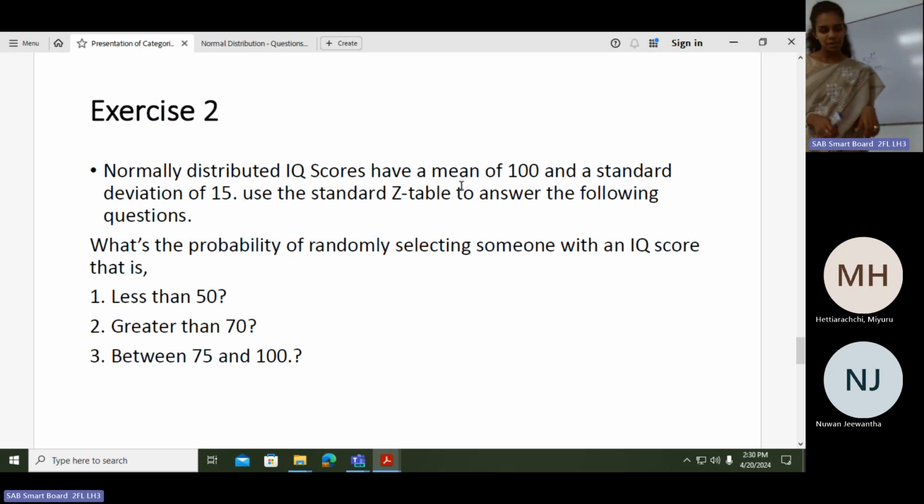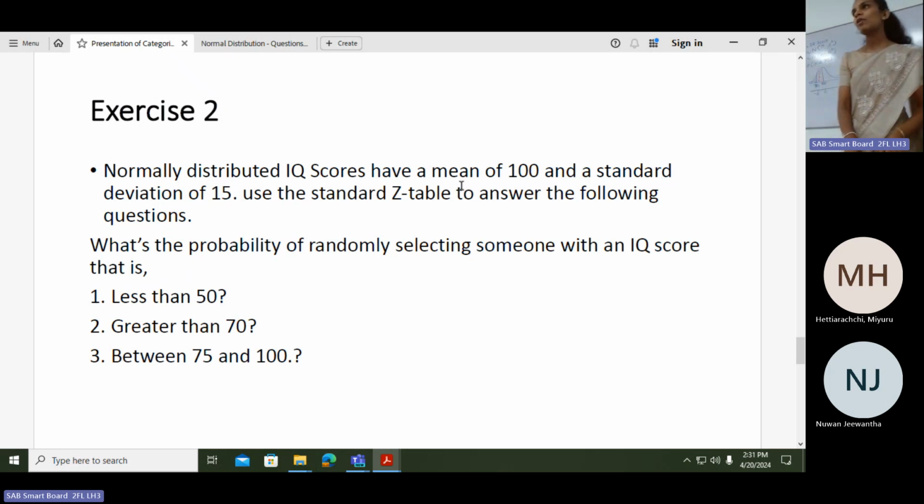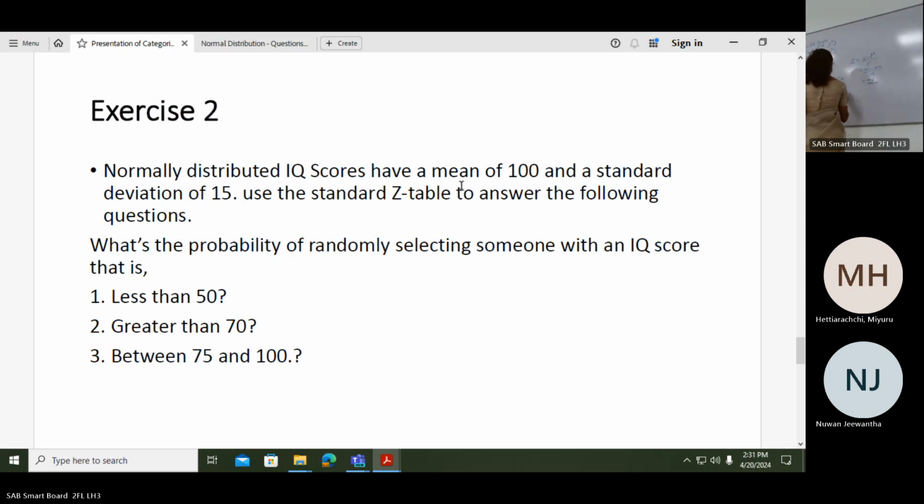Then we look at the table. What is the probability value for 2? 0.4772. This is the area from 0 to minus 2. But we want to get this tail area. How to get the probability value? 0.5 minus 0.477. What is the probability value? 0.0228.